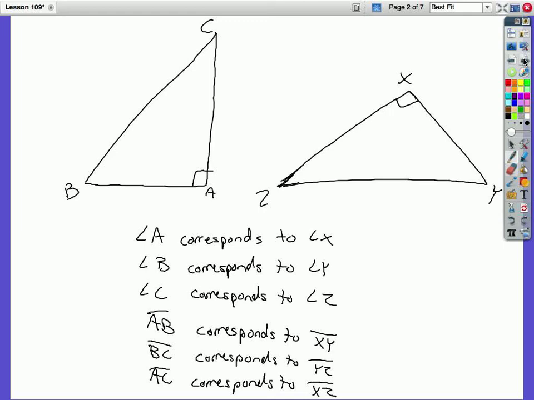So if we look at our 90-degree angle in both of these triangles, okay, I know it's not perfect, but we're going to say these are similar, they're just turned and whatnot. But notice that angle A is going to correspond to angle X.